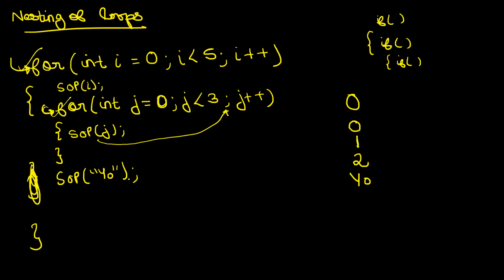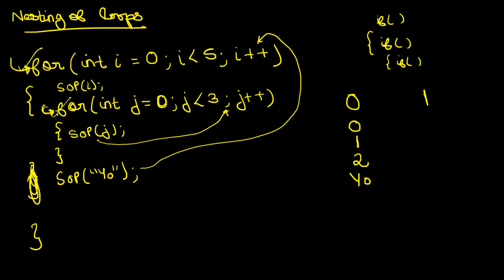Once yo is printed, where do I go back? Can anybody tell me? I go to i plus plus. Do you agree? Because I have reached the last line of my outer for loop, after this I will go back to i plus plus. Now the value of i will become 1, and 1 is less than 5. So again I will enter inside the for loop, and 1 will be printed, which is the value of i.